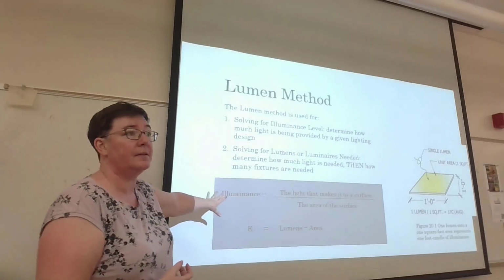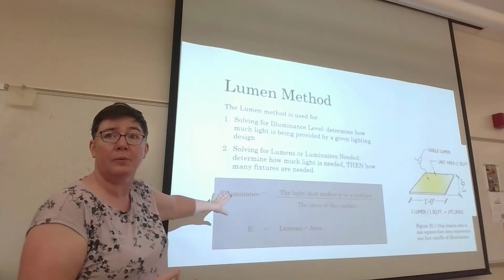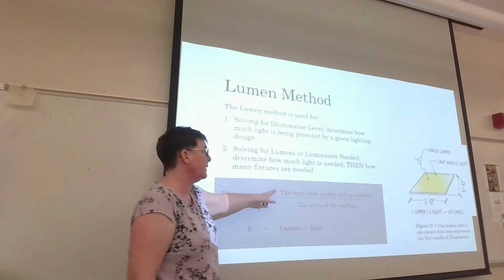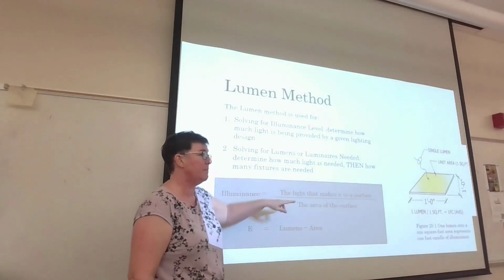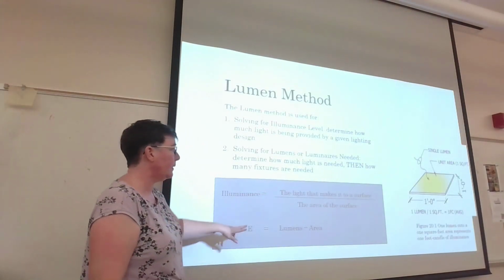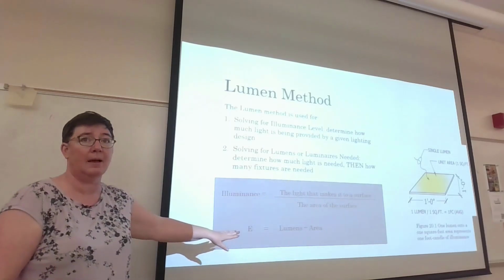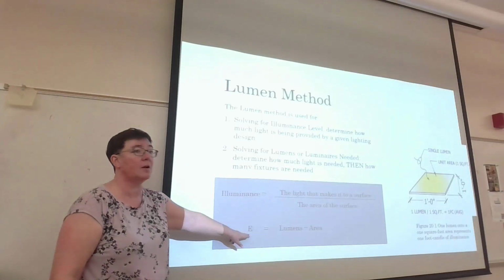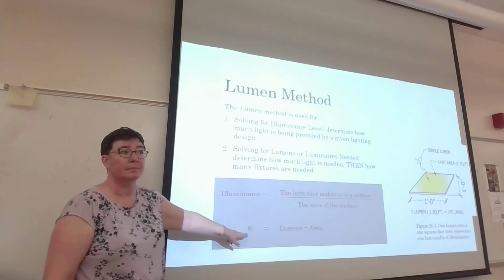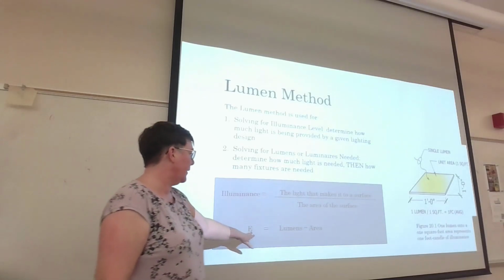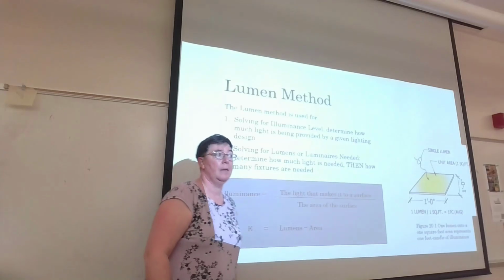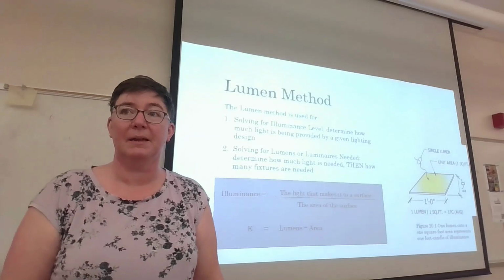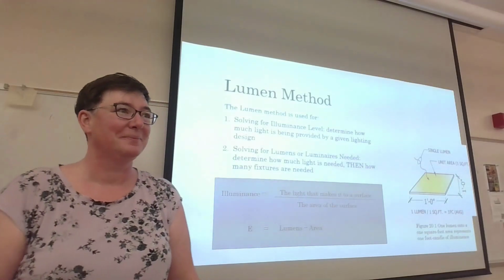And here's the equation. It's the same one that we worked with, I guess it was 2 weeks ago, not last week. Illuminance, and we're defining it as the light that makes it to a surface divided by the area of the surface. And we're going to simplify that with some values. Illuminance is called the capital E. So E for illuminance equals lumens divided by area. That's your equation. It's not that complicated. You can do it.